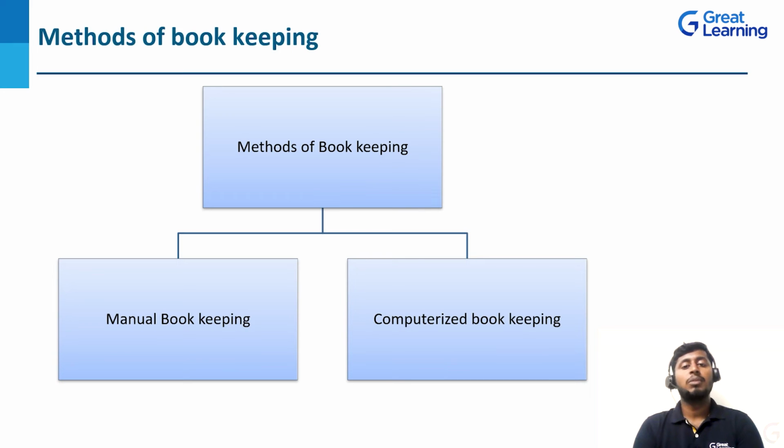When it comes to the modern method, that is computerized bookkeeping. Here all the transactions will be recorded through computers. Nowadays we have Tally. In Tally all your subsidiary books will be there. Easily we can record there only. So there is no need to record manually. So these are the two methods of bookkeeping.